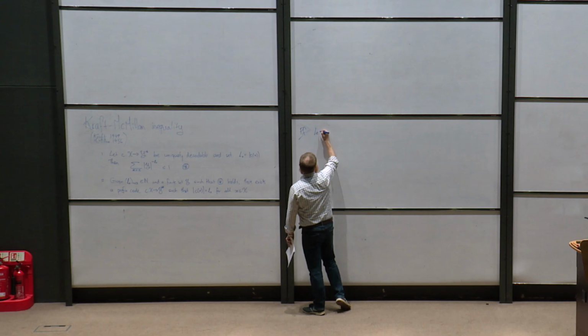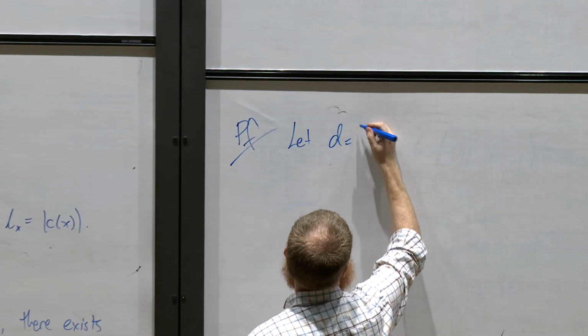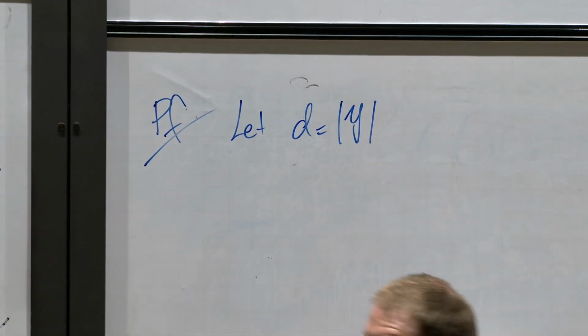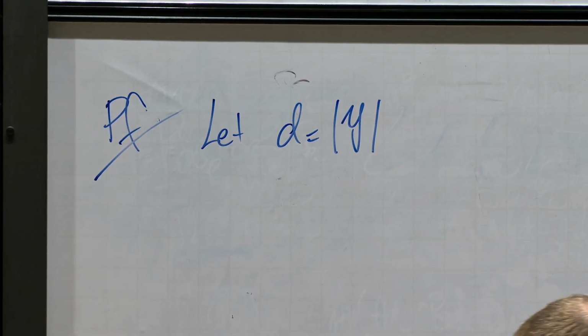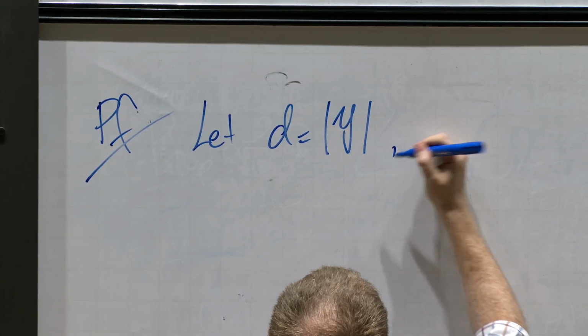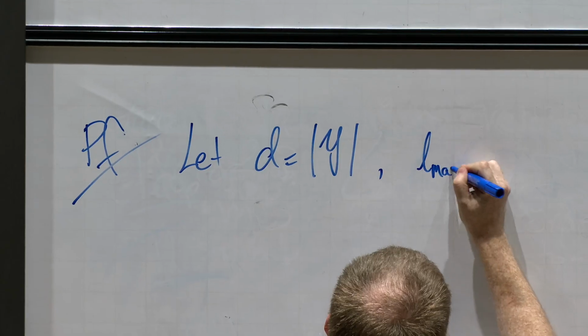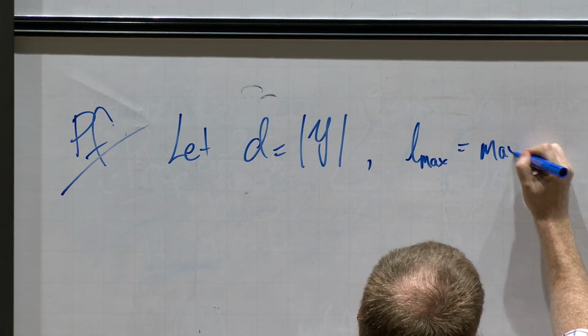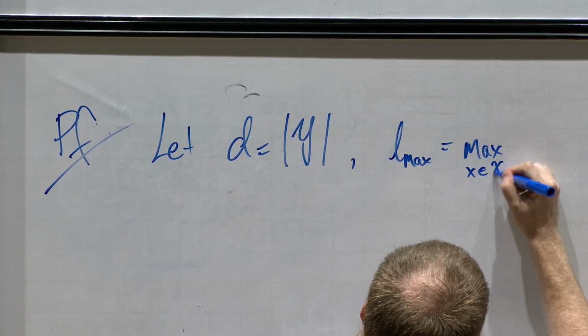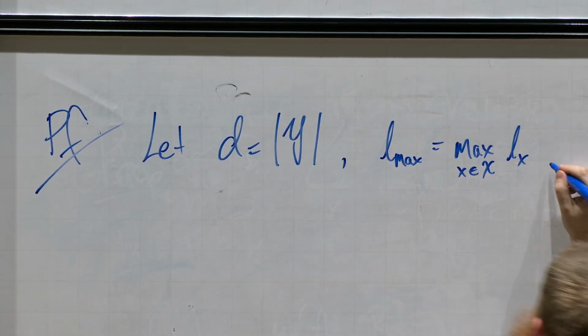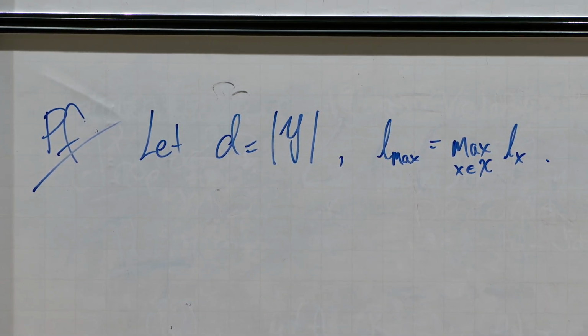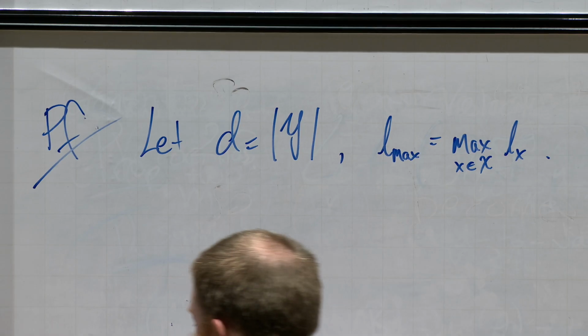Okay, I'm going to set D to be the size of Y so that I don't have to write so many things. And I'm going to write L max for the maximum over x in X of Lx. Just saves us writing quite so much.